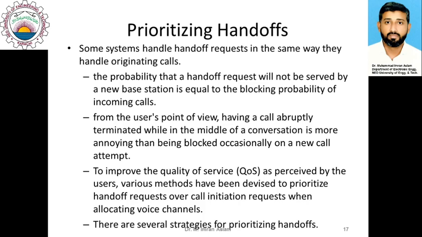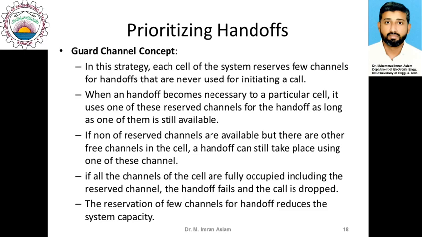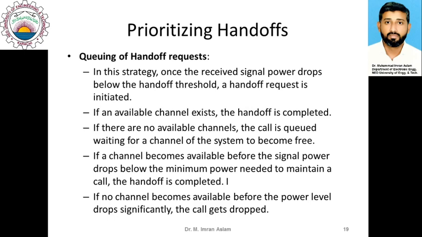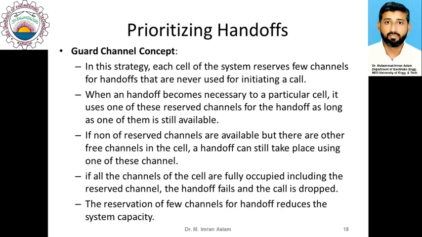In order to improve the quality of service, most systems prioritize handoff requests. There are different strategies used by different systems, and two of them we are going to discuss here. The first one is called guard channel, and the second is queuing of handoff requests. The guard channel concept for prioritizing handoff is based on the condition that some of the channels in a particular cell are reserved for handoff and are not used for initiating a new call.